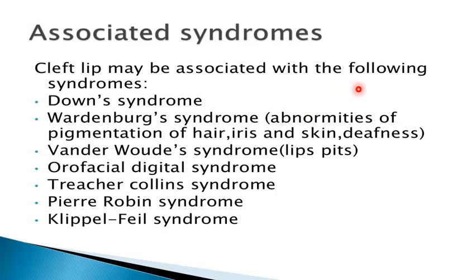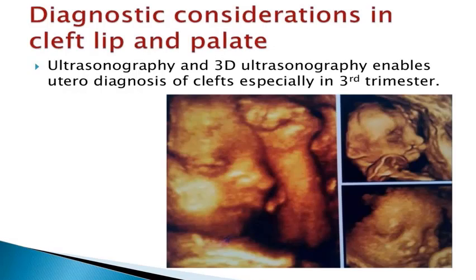Cleft lip and palate could be a part of a syndrome. There are many syndromes found to be associated with cleft lip and palate. You can only memorize one or two of them, like Down syndrome and Pierre Robin syndrome, which are the most common ones. When can we diagnose cleft lip and palate for the first time? Thanks to the developments in radiology and the development of 3D ultrasonography of the fetus intrauterine in the third trimester, we could diagnose the cleft lip and palate, as in this case.